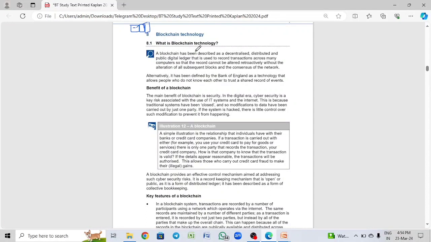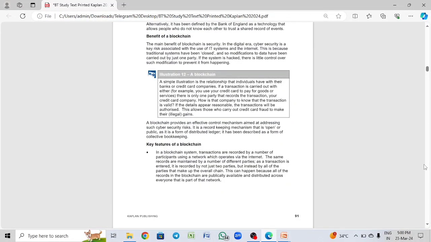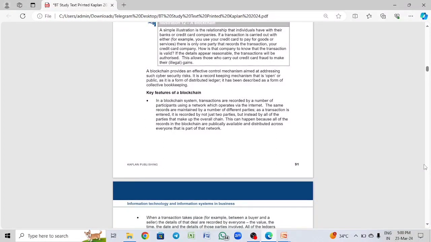Okay, so one of the very important benefits is security. What are the key features of blockchain technology? Blockchain technology has various features. For example, it has immutable ledgers and decentralization.